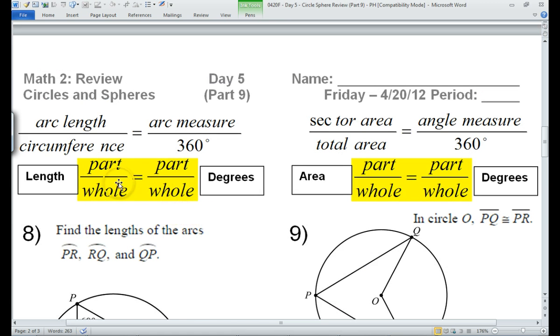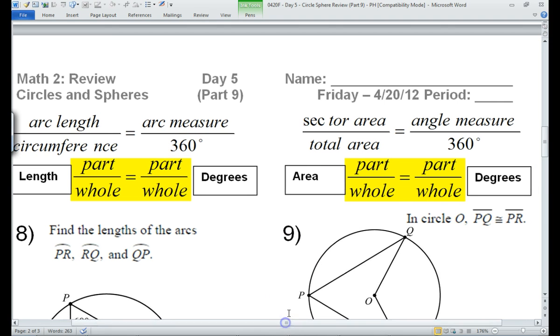So one version of doing part over whole equals part over whole, if we're looking for the arc length, will be the part, and the circumference will be the whole. And of course, when we do the circumference, we will do the 2 pi r. On the other side of the equation, part over whole, we'd be talking about degrees. We'd be talking about the measure of the arc, not inches, but degrees, like 45 degrees or something like that, divided by the total degrees, 360.